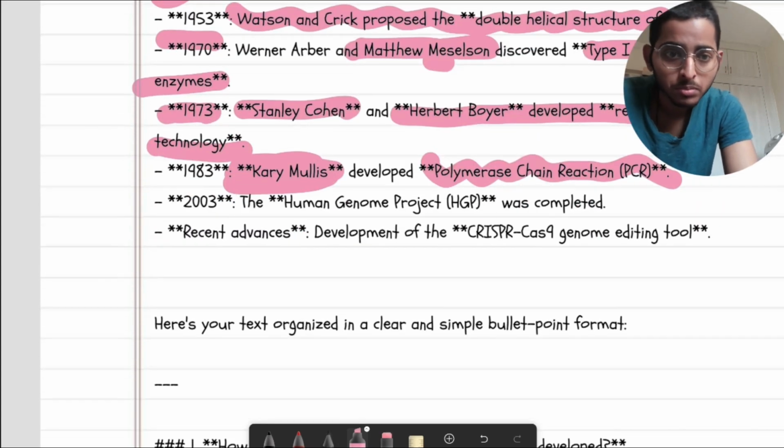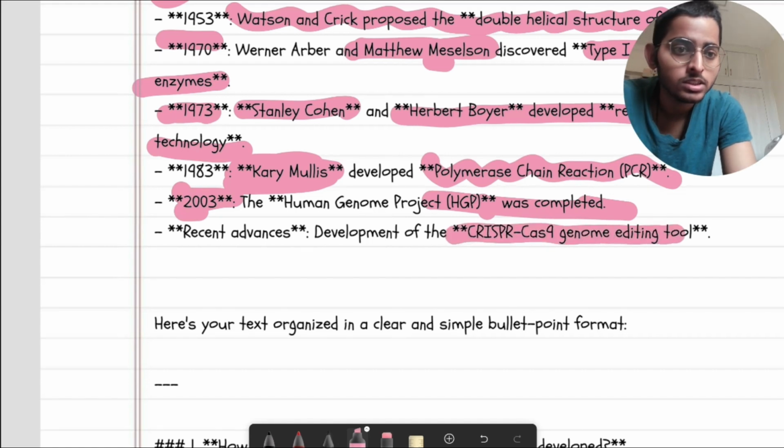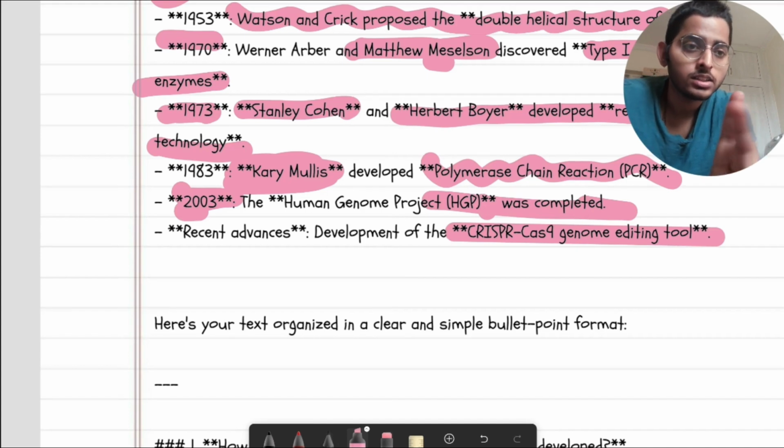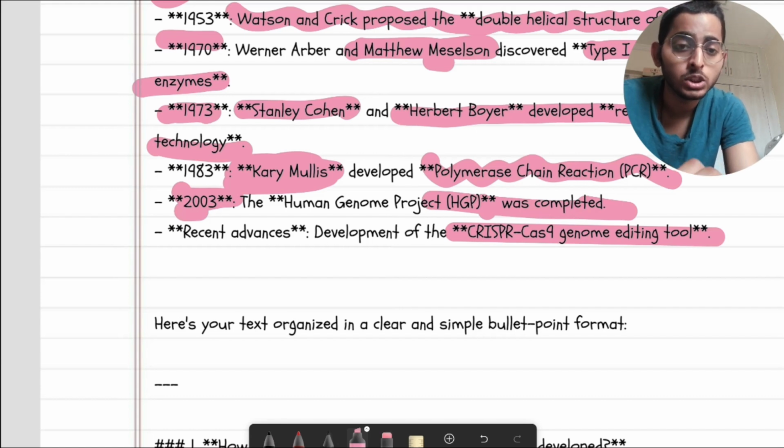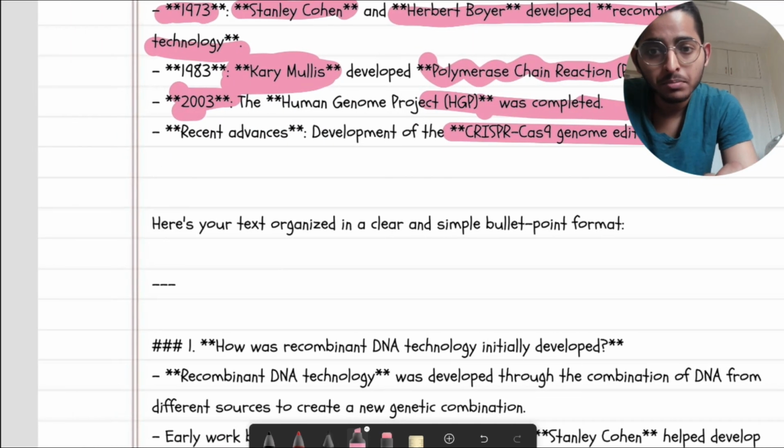2003, Human Genome Project was completed, and recent advances are in the CRISPR-Cas9 genome editing tool. If I remember correctly, Cas9 is the protein which goes with the guide RNA and cuts the site of the viral genome. CRISPR is clustered regularly interspaced palindromic repeats, which is a technology we will discuss in the upcoming videos.